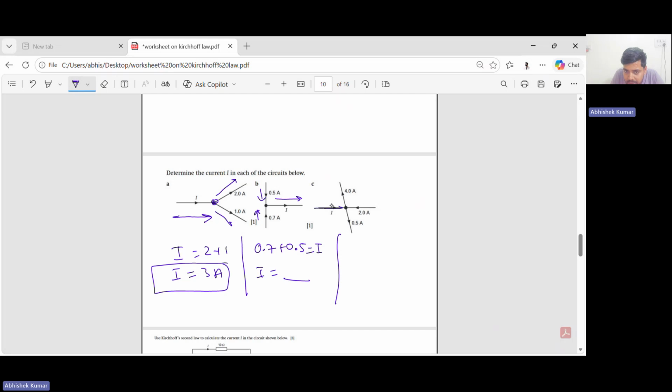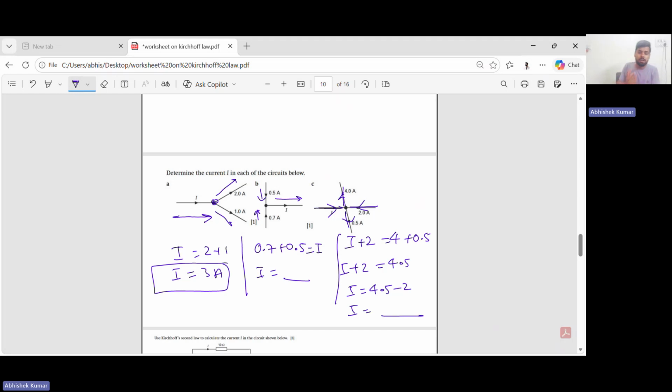Now observe here. I1, you are entering this way. This one is also entering this way. That means I plus 2. Now this part you are leaving and this part you are leaving. It means how much? 4 plus 0.5 you are leaving. The 4.5 equals I plus 2. Then I is equal to how much? 4.5 minus 2. That is your I value. After solving you will get the answer. It is clear to all.